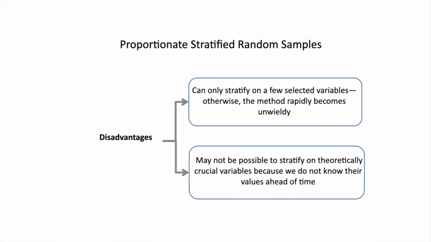The big disadvantages of the proportionate stratified random sample: as you can imagine, depending on how I'm defining age and province, or which age groups I'm using, the groups that I'm sampling in proliferate really quickly.